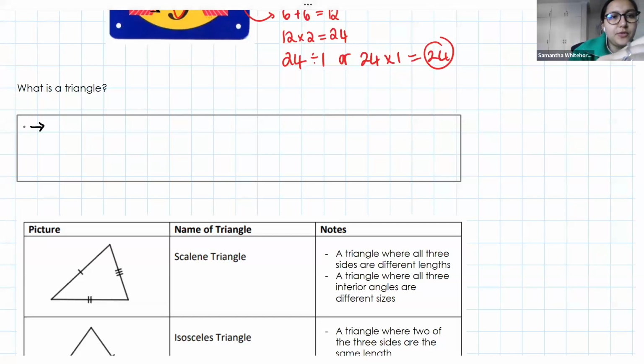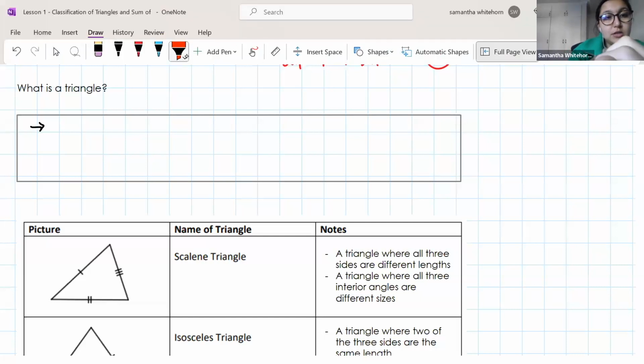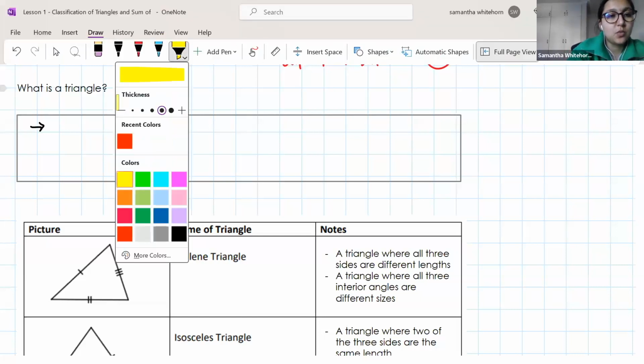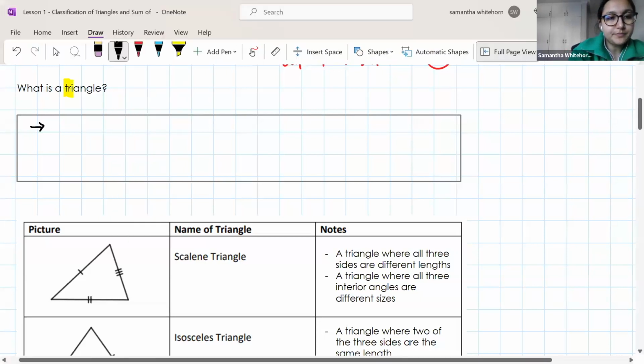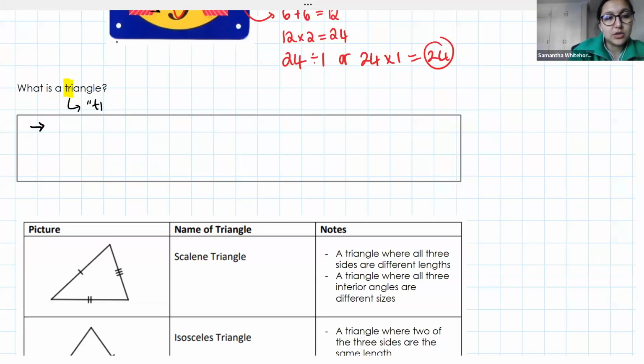Now, if you enjoy English, or if you've delved into why a triangle is called a triangle, this prefix tri means 3. If you think about something like tricycle or triplets, tri means 3. So triangle means 3-angled polygon, and that's essentially what a triangle is. Okay, so a triangle is a 2D polygon.